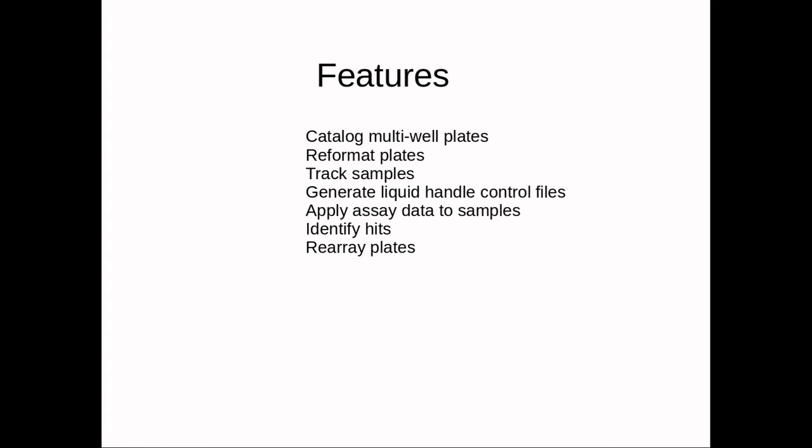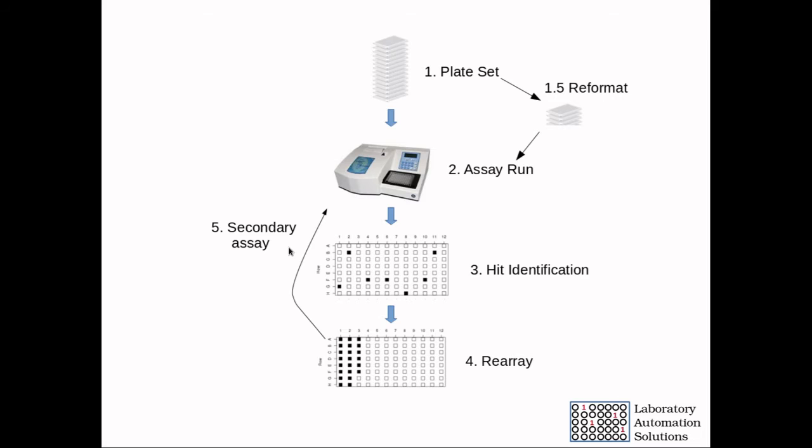LIMS Nucleus fits into the systems approach of LIMS development. LIMS Nucleus has a limited set of features including cataloging multi-well plates, reformatting plates, tracking samples, generating robot control files, applying assay data to sample plates, identifying hits, and rearraying. A goal of LIMS Nucleus is to avoid feature creep. New features are incorporated by adding new modules.